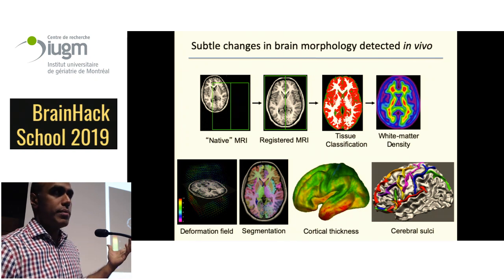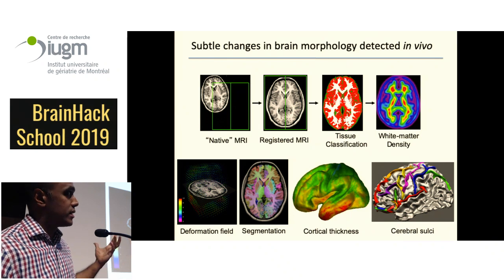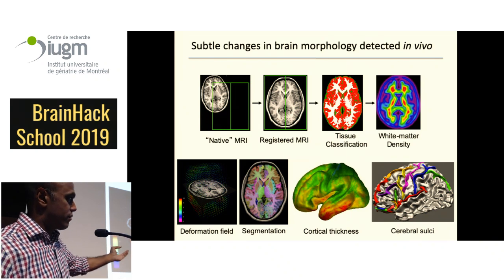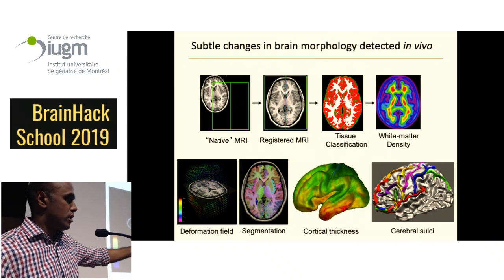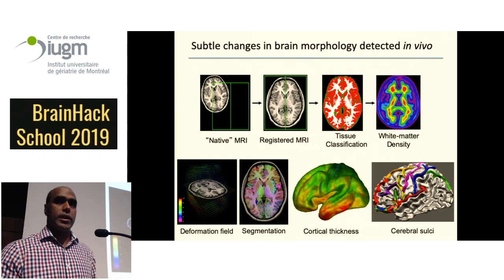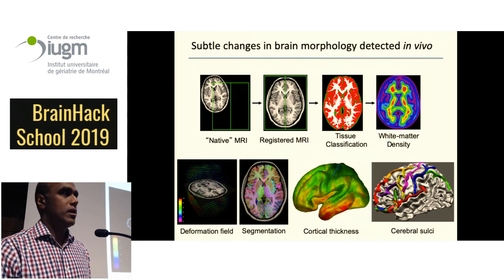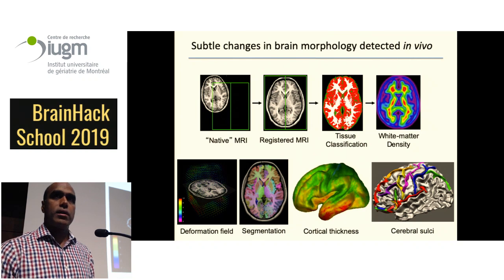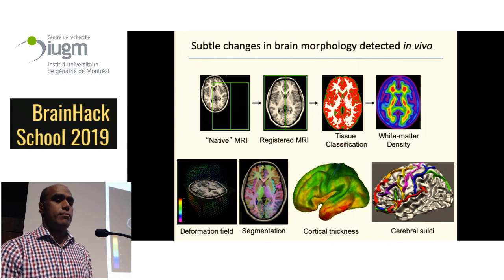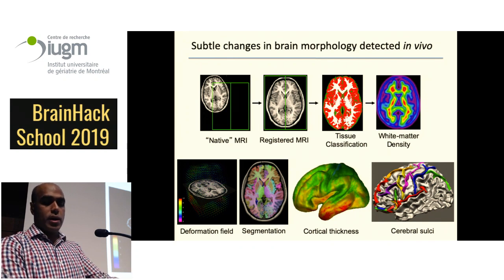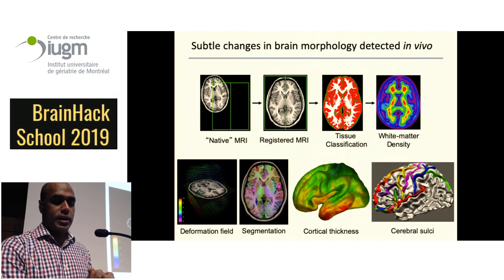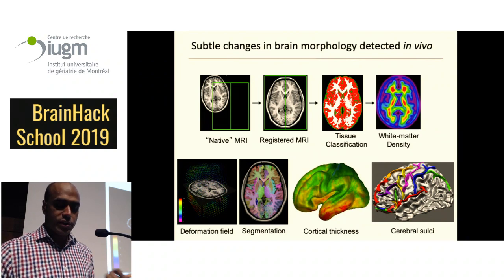So the image processing pipelines can go from simple VBM pipelines to deformation-based morphometry, segmentation, cortical thickness pipelines, looking at the architecture of the folds of the brain by looking at the cerebral sulci. But all this requires some sort of common framework. Not all of it, which I'll go into today, but I'll talk about the stuff that comes out of my lab.